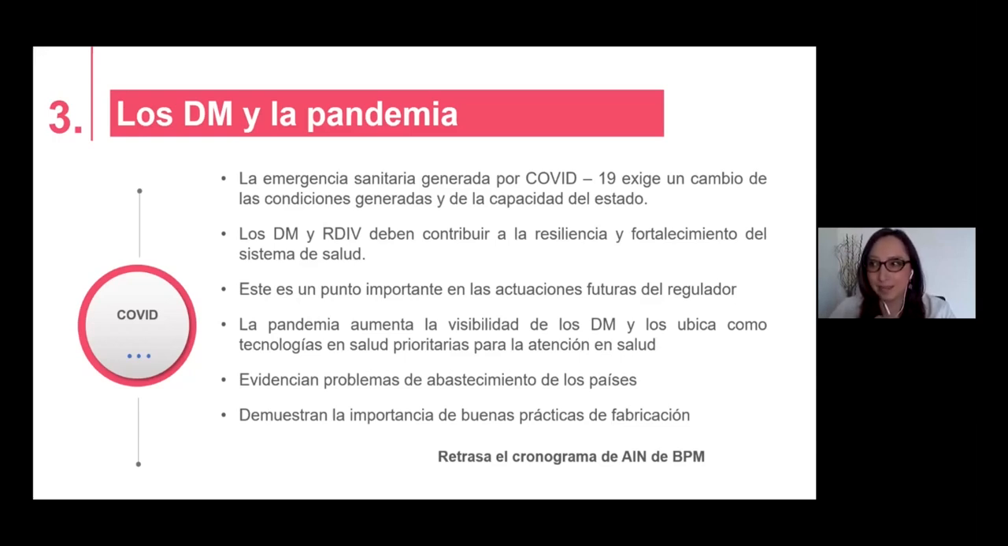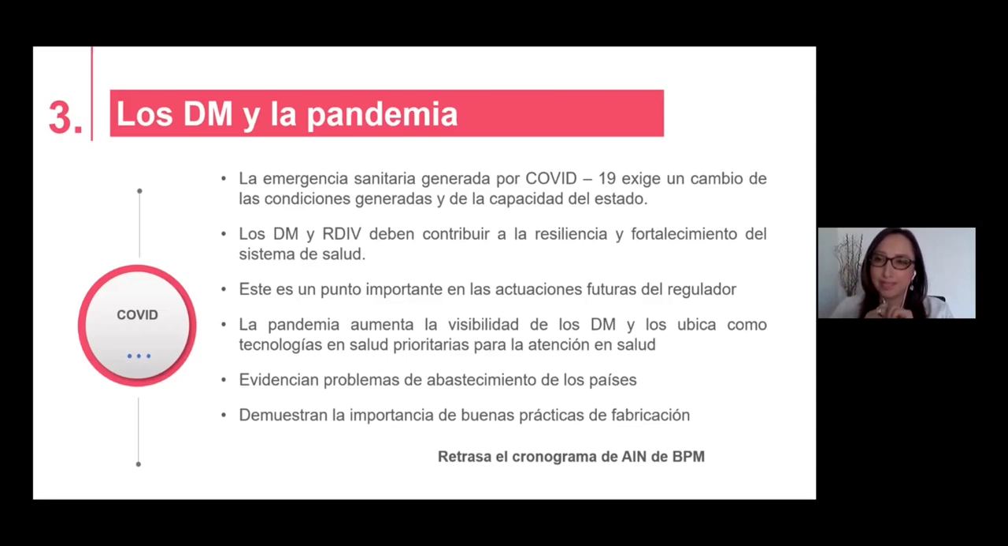COVID requires a change in the conditions that generate the capacity of the state to respond to emergencies. Both technologies, medical devices and reagents, have to contribute to the resilience of the system and the strengthening of the health system, so that when there is an emergency, it can continue positioning itself in an adequate way while at the same time providing the response to emergencies. I think it's one of the constants that our manager has implemented in all the work, the resilience of the system.